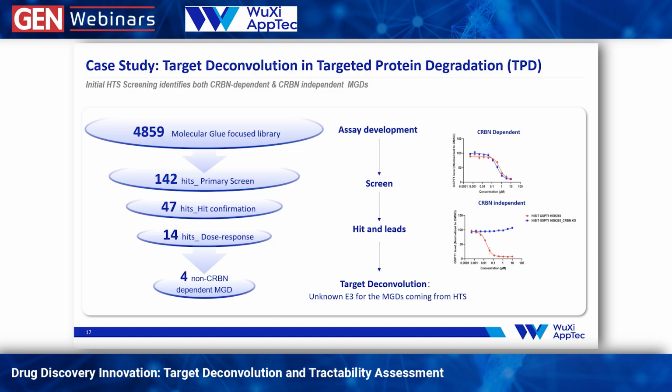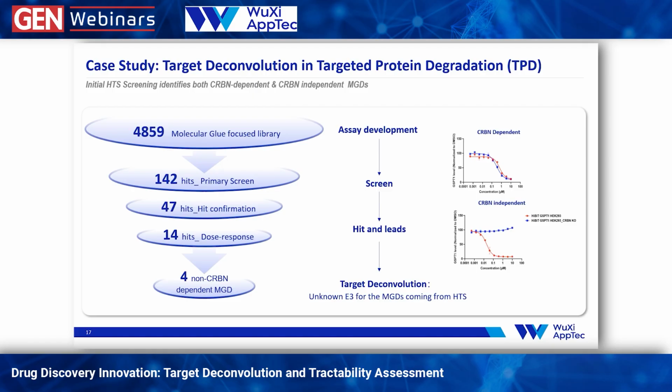We construct two different cell lines, as you can see on the right. The first one was a GSPT1 hybrid cell line, and the second one was a GSPT1 hybrid with a cereblon knockout cell line. So we want to look for both cereblon-dependent and cereblon-independent molecular glues.